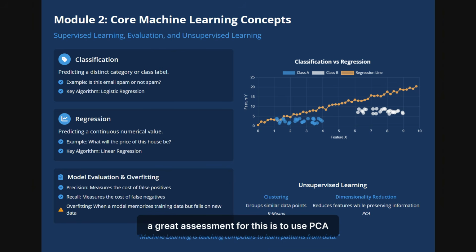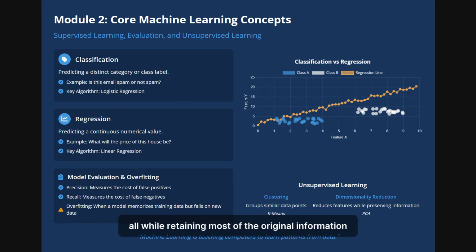A great assessment for this is to use PCA to reduce a dataset and explain why. The ideal workflow would be to take a dataset with many features, apply PCA to shrink it to just 2 components, and then plot the result. The explanation would be, I did this because the original data had too many dimensions to visualize. By reducing it to 2D, I can now see the data structure and identify potential clusters, all while retaining most of the original information.